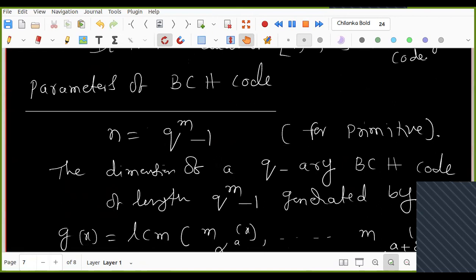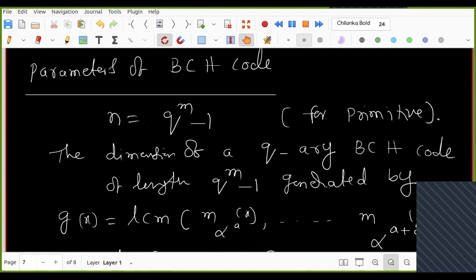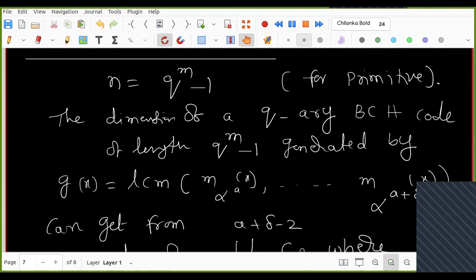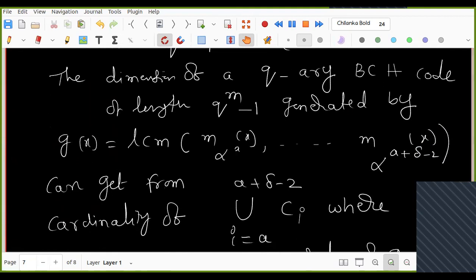So the parameters of BCH codes are, now I'm coming to the parameters for primitive, right? If it is not primitive, the length is a divisor of q power m minus 1. For primitive, it is q power m minus 1. Dimension of the q-ary BCH code of length q power m minus 1 generated by the LCM of this, right?